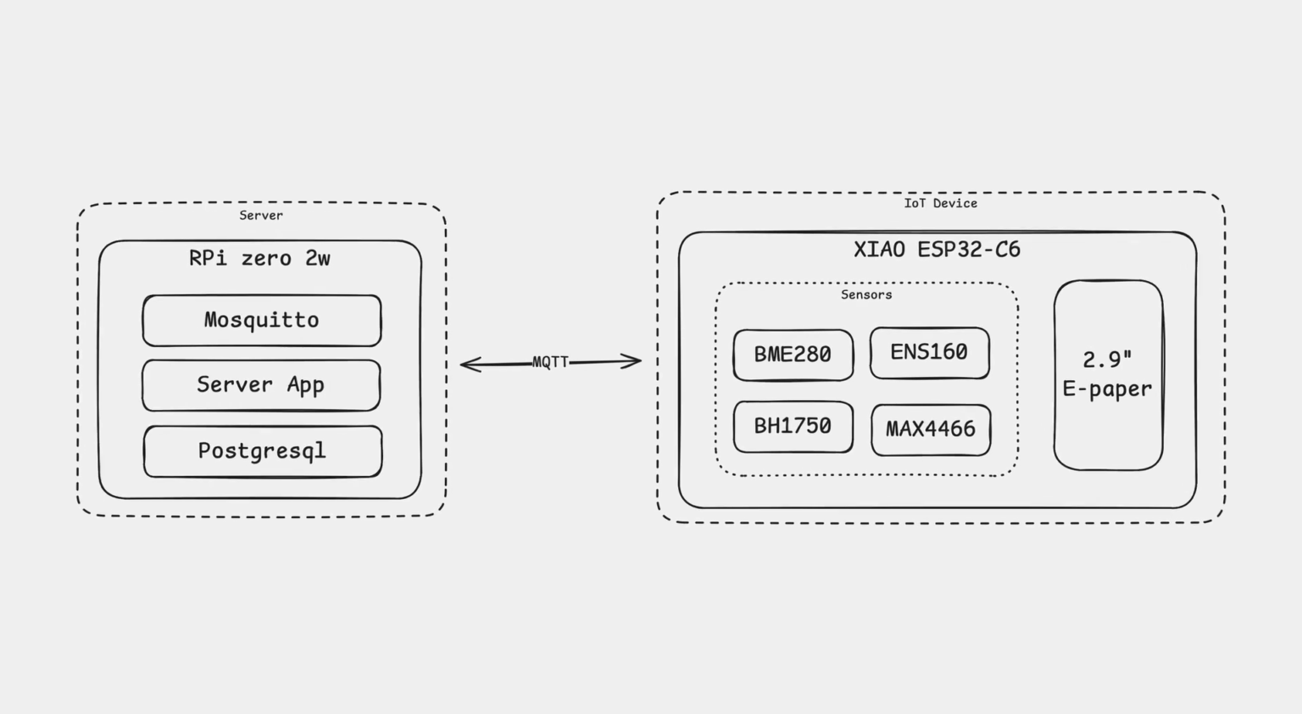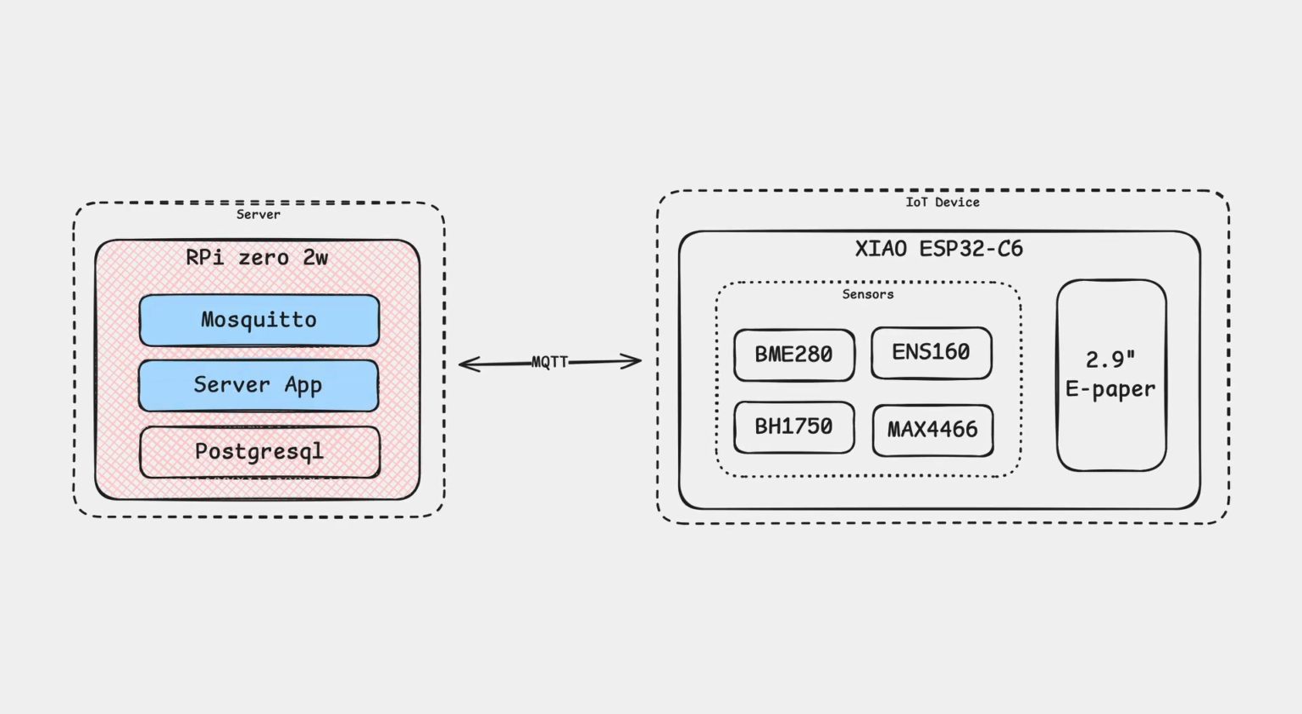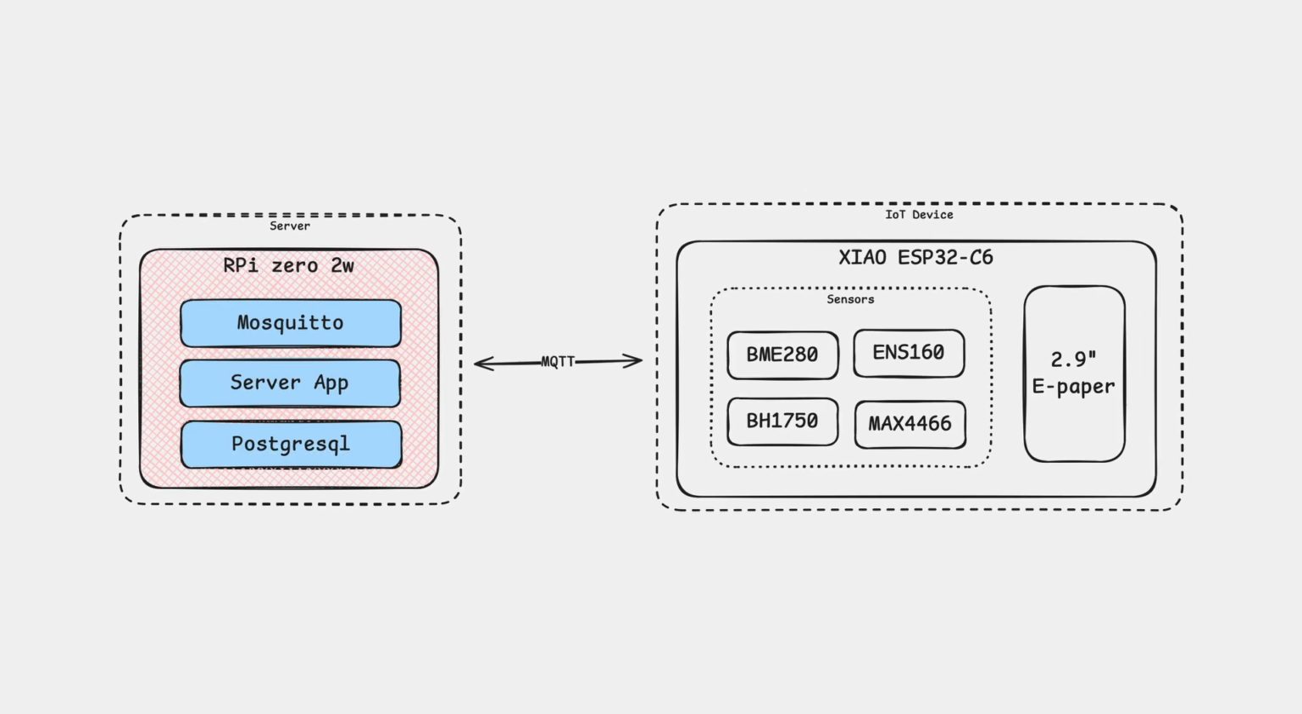In the previous episodes, we installed the operating system on the Raspberry Pi and configured the MQTT broker. Today we are adding a server with a database. Let's get started.